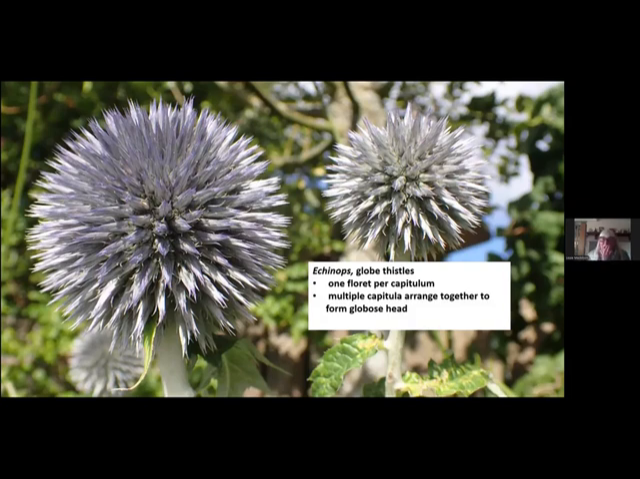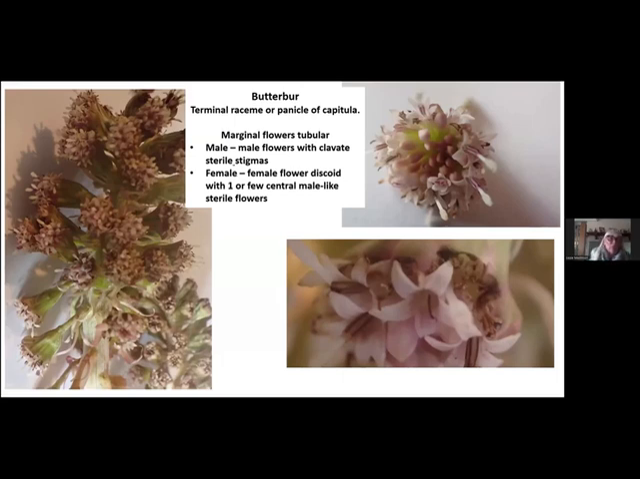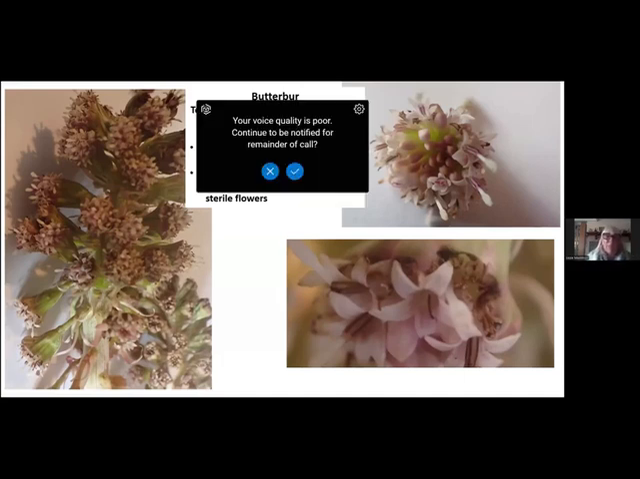Now, interestingly, there are some variations on this, which I hadn't realised until I was researching this family book. Echinops, the globe thistles, which are mainly garden escapes and neophytes, only have one floret per head. But then the heads are arranged together to form this globose head. So there's only one floret per head, but the heads are all then joined together, to form this kind of globose arrangement, which I thought was quite interesting. And the butterbur, now, this is another dioecious member of the daisy family.